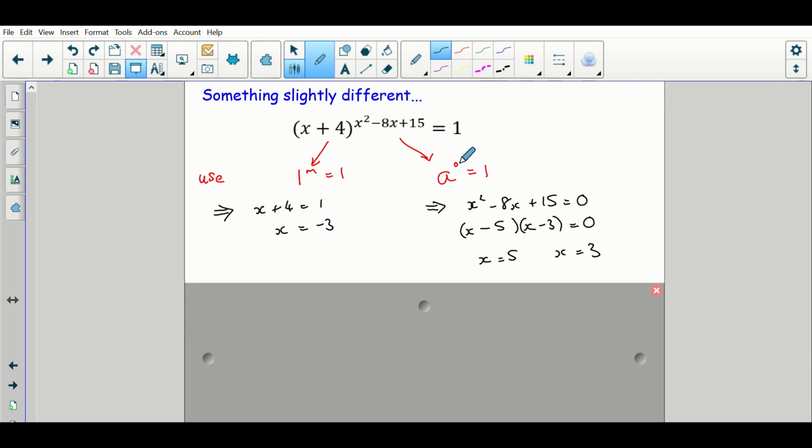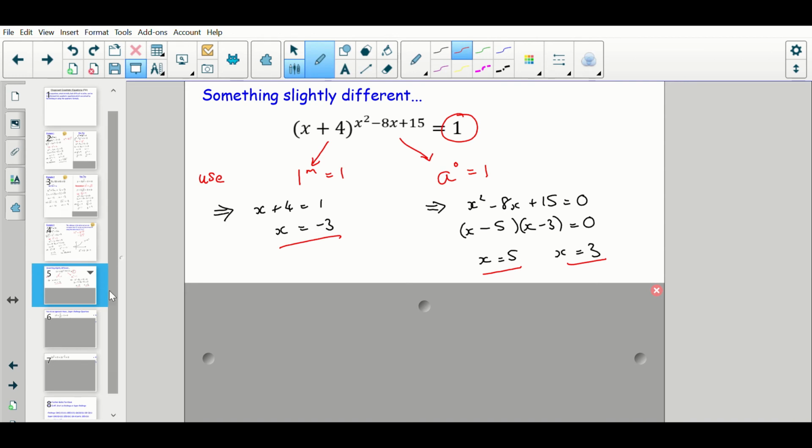And if anything to the power of 0 is equal to 1, I can put the power in this equation equal to 0 and solve to give me my solutions. And I can do all of this because I have this 1 on the right hand side, and I actually get 3 solutions to this equation. Okay, so if you want to try the challenge questions for this, you can skip ahead and try that now.